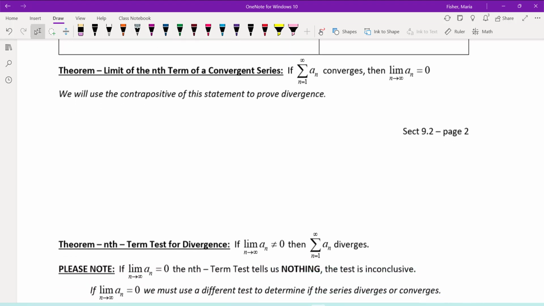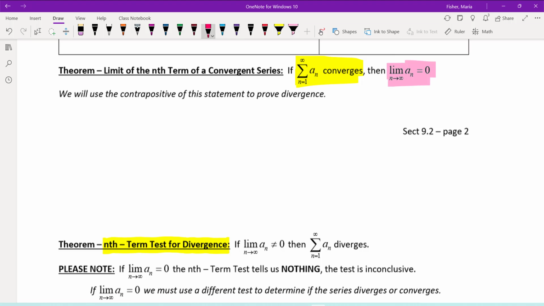The last thing that we're going to do is talk about how to tell if a series diverges. But before we can talk about this nth term test for divergence, we first need to figure out what we say about a series that converges. So now, if the sum from n equal 1 to infinity of a sub n converges, then the limit as n goes to infinity of a sub n is going to equal 0.